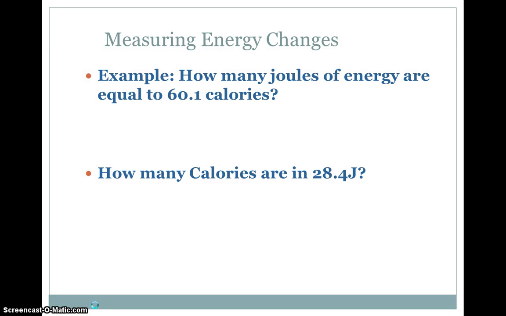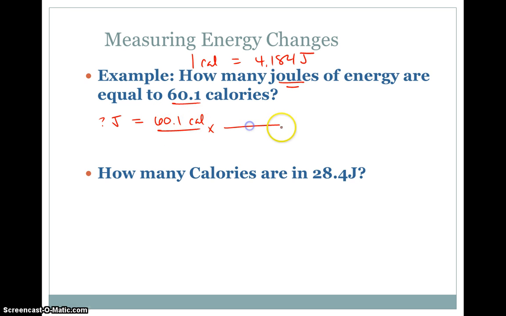So let's practice converting between these guys here. We know that 1 chemistry calorie is equal to 4.184 joules. So let's say, for example, I measure that I transfer 60 calories of heat. But I don't want to know how many calories it is, I want to know how many joules it is. I can set up a conversion factor. So how many joules are equal to 60.1 calories? And all I'm going to do is track my units.